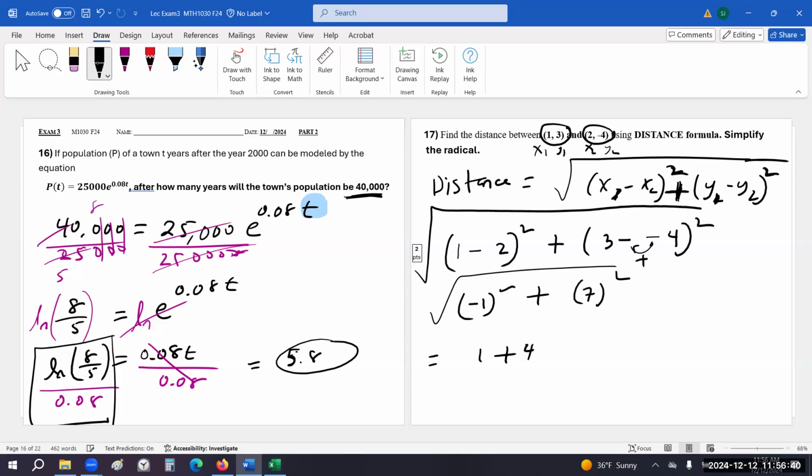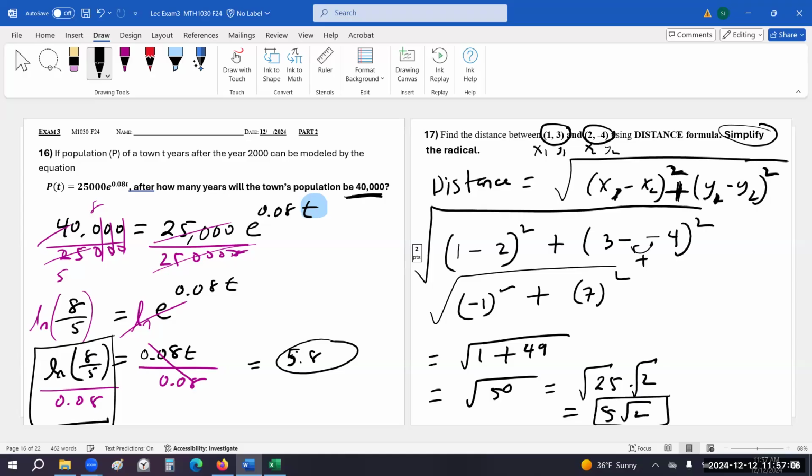So we have 1 plus 49. That gives us 50. And here I say simplify because sometimes this question comes under the non-calculator portion. And then you have to simplify. When you simplify, our goal is to see, can you divide that by any perfect square number? We can, it's 25 times 2. So square root of 25, square root of 2, that gives us 5 square root of 2.